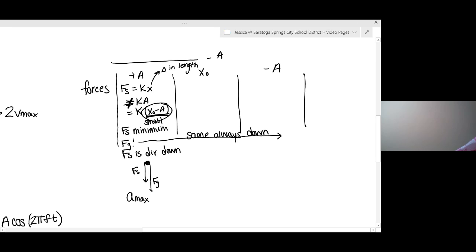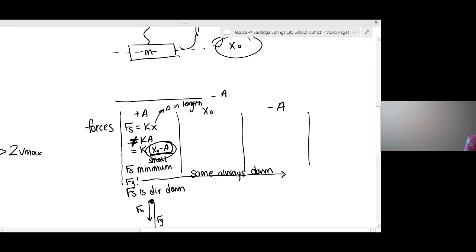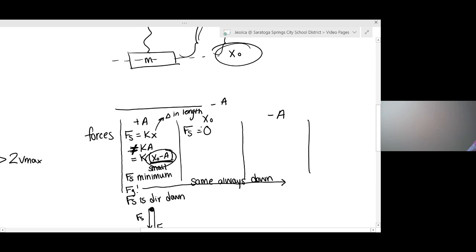In the equilibrium position, Fs is not going to equal 0. Fs will have some value based on the change in spring length. And then at negative A, again, Fs is not going to equal Ka. And here, Fs is going to be a maximum, but it's going to be upward.